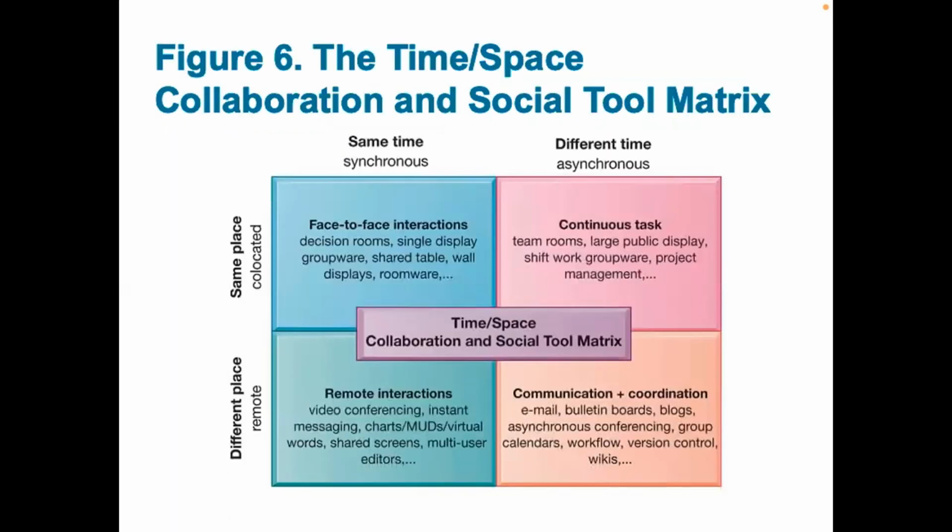Time, space, collaboration, and social tool matrix. So here we have different place, remote, same place. So this portion is about place, and this one is about what? Time. Then the first one, we have same place, same time. Face-to-face interactions, decision room, single display, groupware, shared table, wall displays. Where are we? Wall display, right? So we are here. Then we can also have different time, same place.